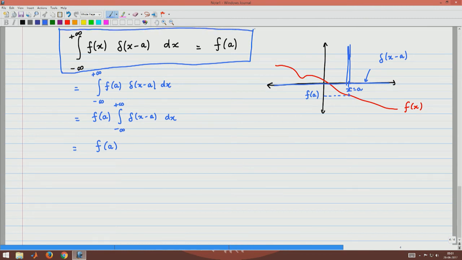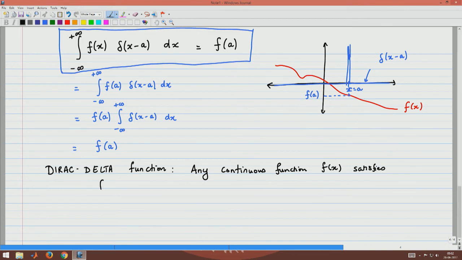So basically the Dirac delta function you can think of as having two features. If you take any continuous function f of x, it satisfies the integral of f of x delta of x minus a dx from minus infinity to plus infinity equal to f of a. Okay. So any continuous function will satisfy this.